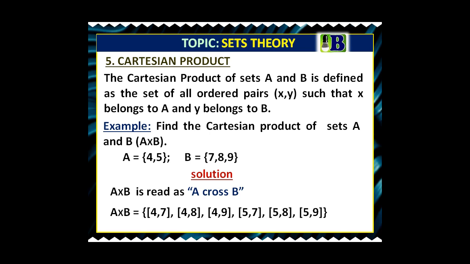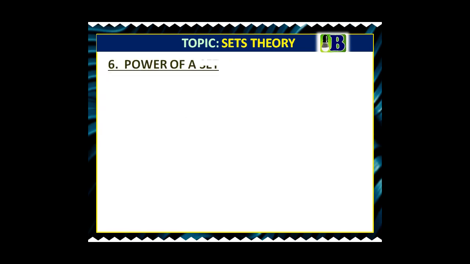So 4 and 7, 4 and 8, then 4 and 9. These are the elements of set B. Then you move along again to the other element of set A, which is 5. Then 5 and 7, 5 and 8, 5 and 9. So this is the way we normally look for the Cartesian product of two sets.